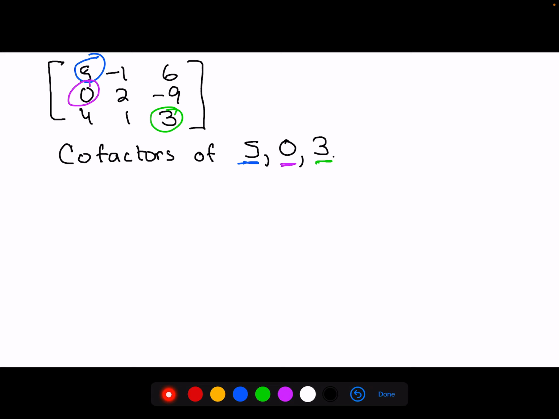Now keep in mind that the signs are going to be plus, minus, plus, minus, plus, minus, plus, minus, plus in this 3x3 matrix. Always start with a plus in the upper left in A11. All right, so if we're doing the cofactors of 5, 5 is in the position A11, right?